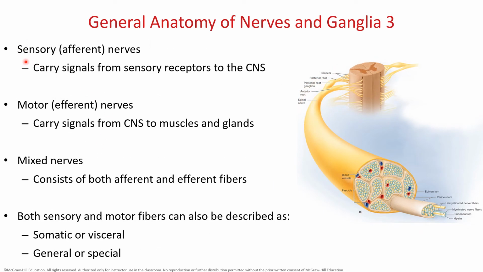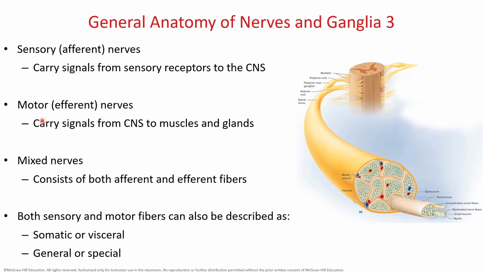As we said, sensory nerves are known as afferent nerves. They carry signals from the sensory receptors to the central nervous system. I always remember sensory nerves are afferent nerves because afferent has an A, and a capital A looks like an arrow pointing up, bringing information up to the brain, into the central nervous system. So afferent nerves must be carrying that sensory information.